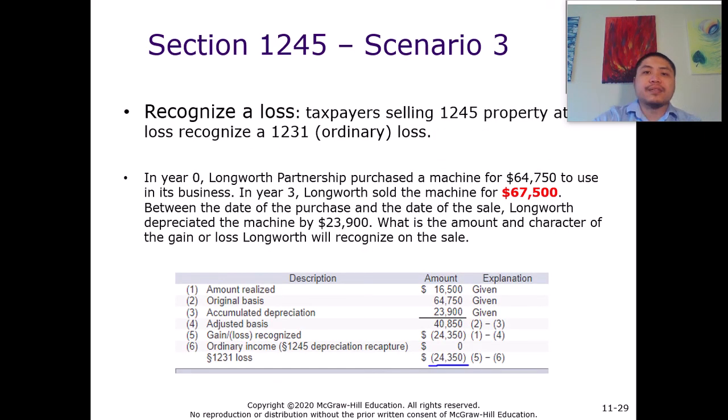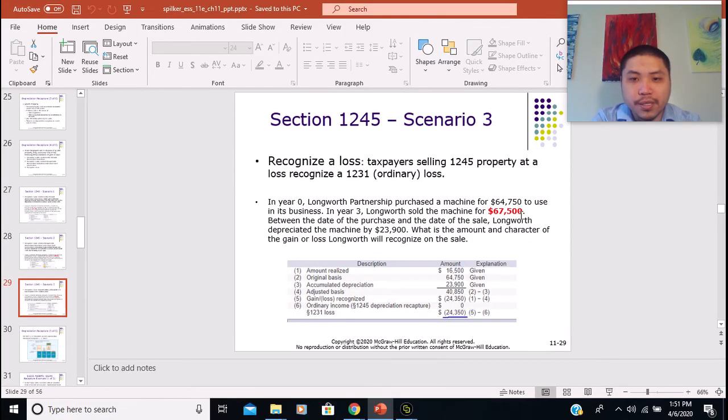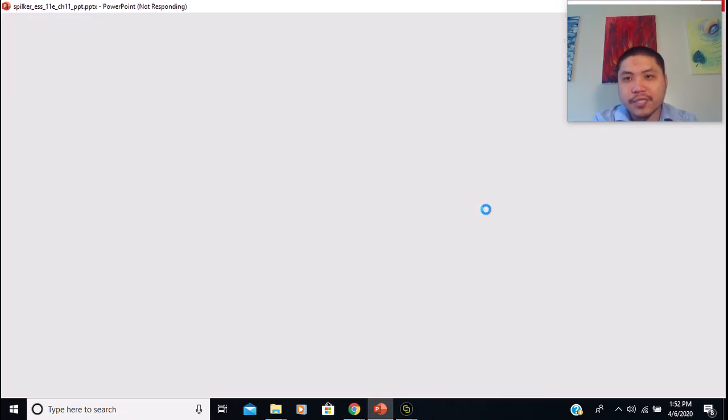And then the third scenario is when the firm sells the property at a loss, right? So I think I have to fix this. This is supposed to be 16,500. Sorry about that. So 16,500. Everything is the same except for the proceeds they receive from selling the machine.